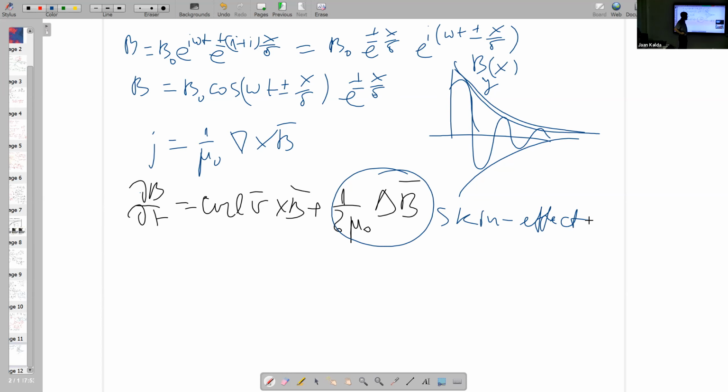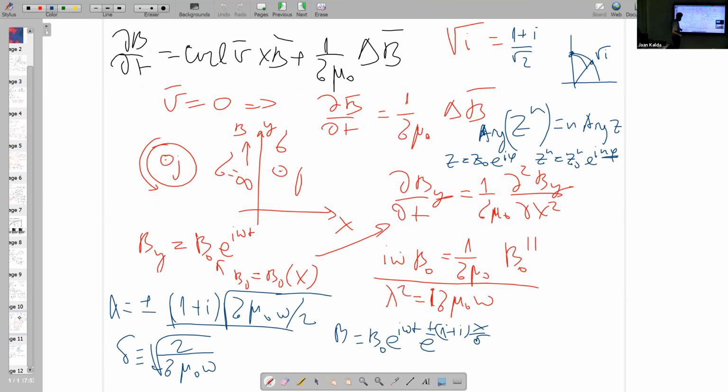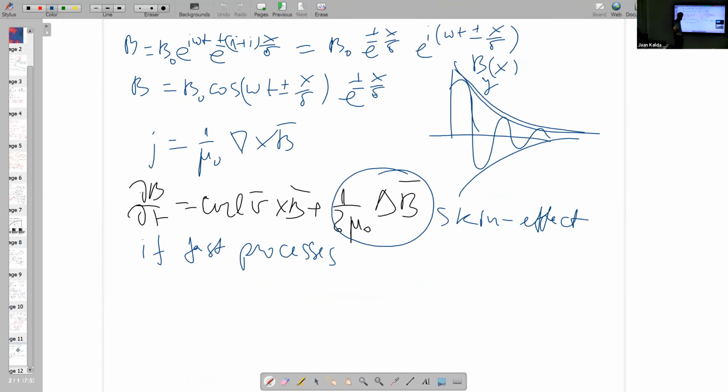And if we have fast processes, which means that the skin depth is small. If we have fast, then the skin depth is small. If we look into the formula we had for delta, the skin depth includes the square root of 1 divided by omega, which is like the square root of the period, so a square root of the characteristic time. So delta goes down as the square root of characteristic time.